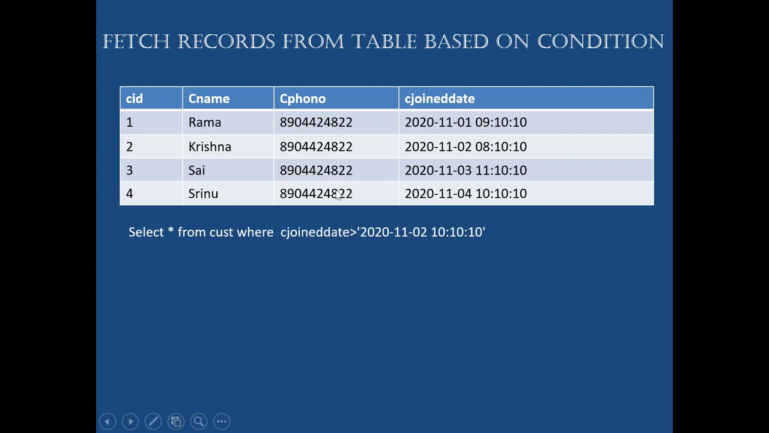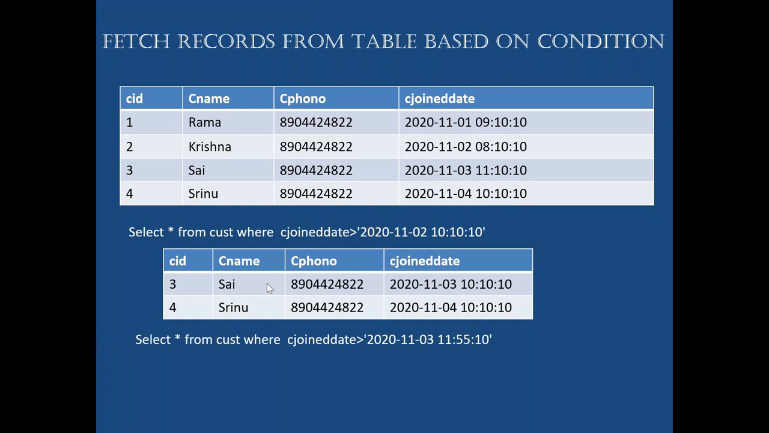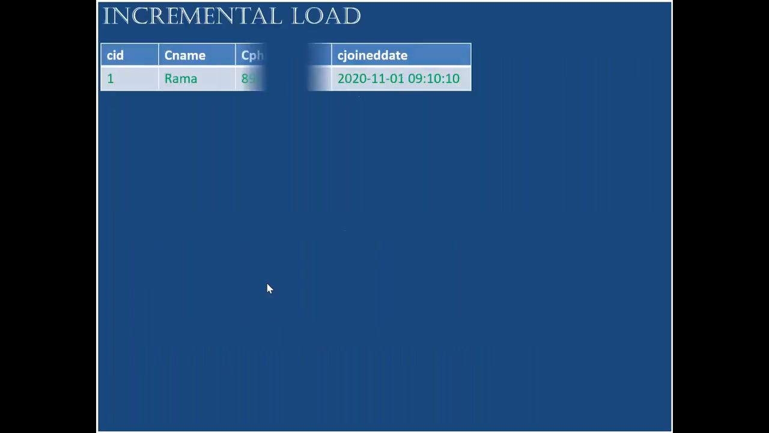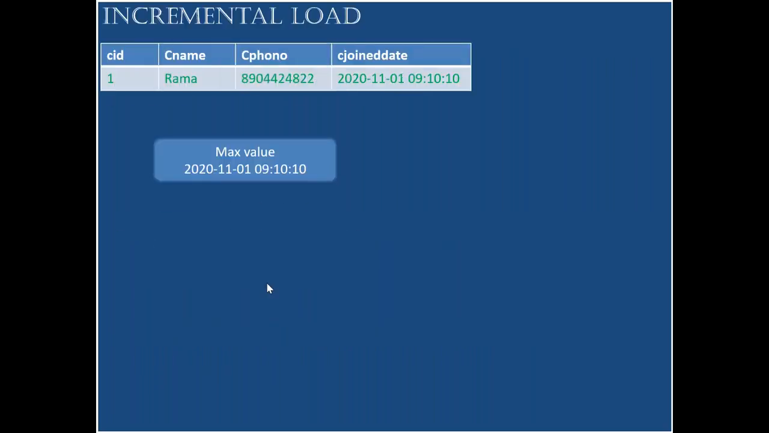So you see now. I am writing like this: select star from cust where C joined date greater than this. Now can you tell me how many records will come in the output? 2 records. Okay. So if I give this date, how many records will come in the output? One record. Clear? Okay. Next, incremental load.